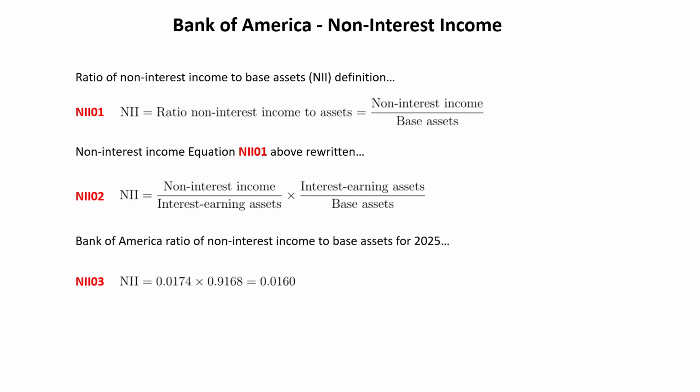The next calculation that we want to make is non-interest income. The first equation, NII01, is our definition of non-interest income, which is the non-interest income from the income statement divided by my base assets. We work all the way through until we get to the last equation on the slide, NII03, where we take the values of the model parameters from the previous slide and plug them into the equation above, and then we get a non-interest income ratio of 0.0160, or basically 1.6%.